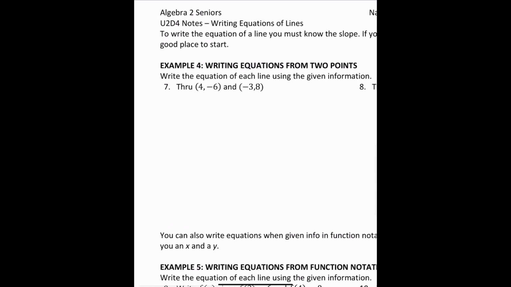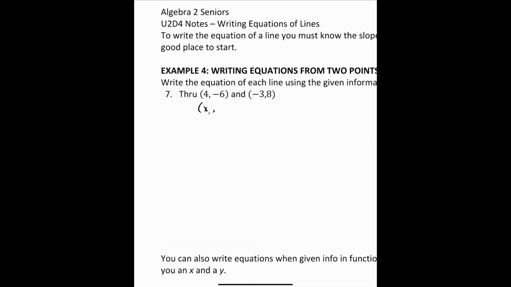Moving on to example 4, we're going to write equations from 2 points. Now, to write the equation of a line, you must know the slope. If you don't know the slope, finding the slope is a good place to start. So if I'm looking at number 7 right here, we have 4 comma negative 6 and negative 3 comma 8. Now notice that this doesn't give us the slope. So what we have to do here is calculate the slope and then pick one of these 2 points, use that point-slope form, and then convert that into slope-intercept form. So let's go ahead and do this.